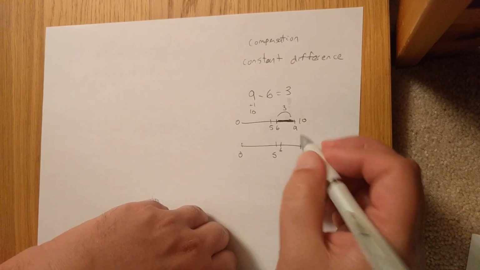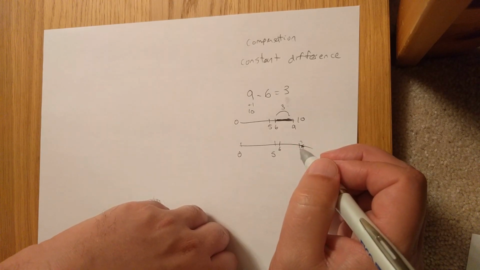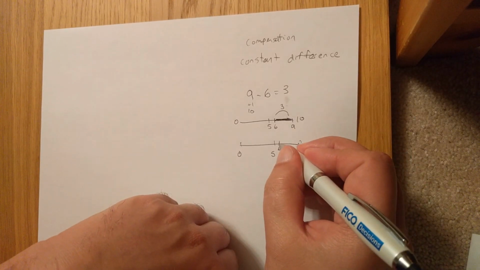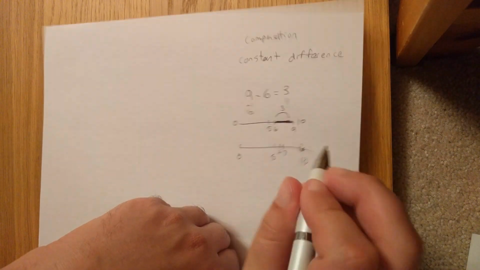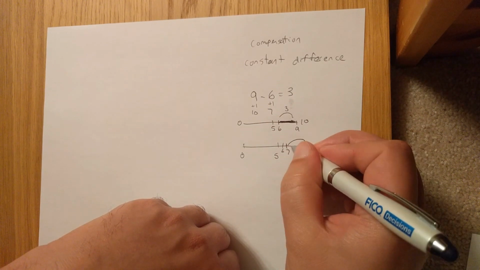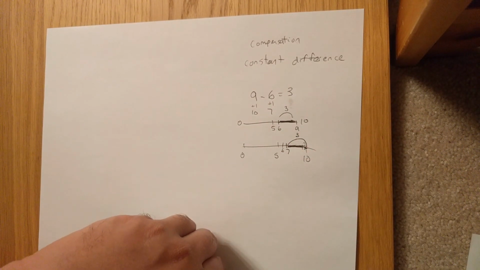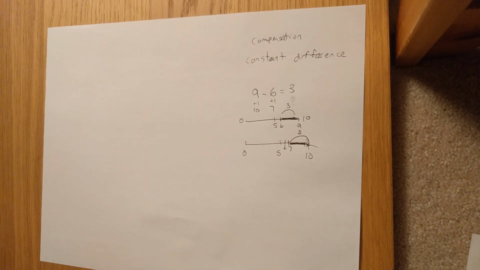So we were at 6, and the difference was 3. But if I did that now, the difference would be 4. That's too much. So I need to move the 6 over to 7. So I'm actually adding 1 as well. And now I can see that difference is still a change of 3, a difference of 3 whole numbers. So that's the idea of constant difference.